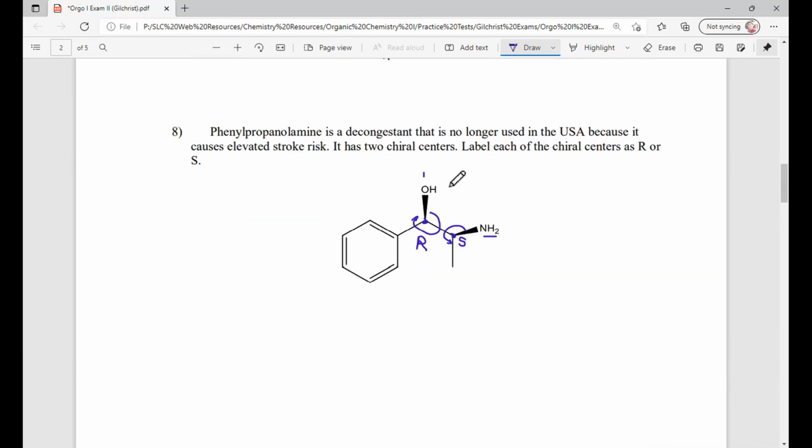Okay. Now, both of these were wedged. If one of them was dashed, then we would have to switch it because the dash would mean that the hydrogen was out in front. And if the hydrogen, the lowest priority group, is out in front, we have to flip the configuration.